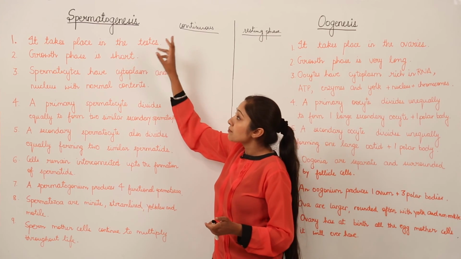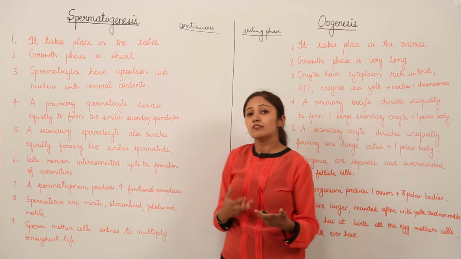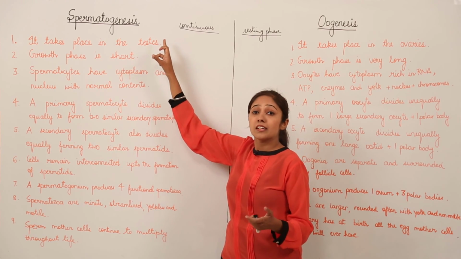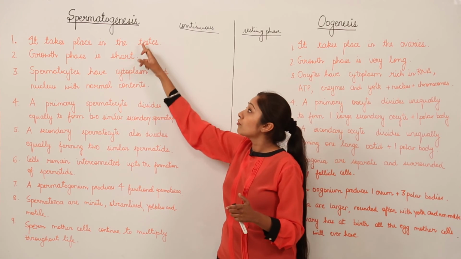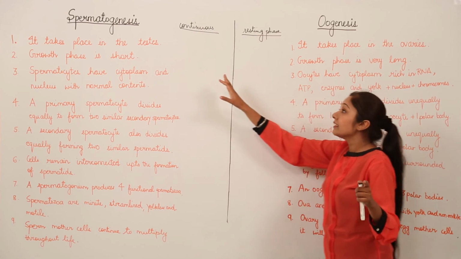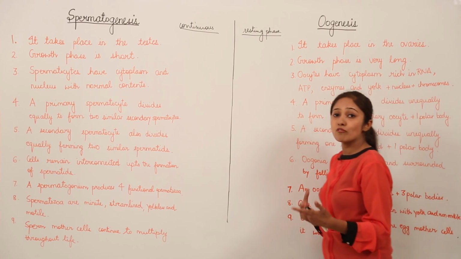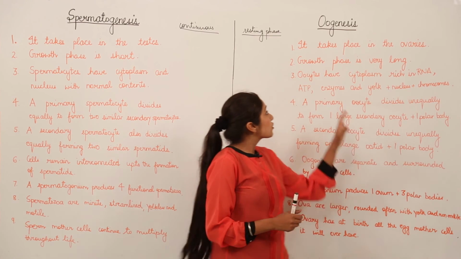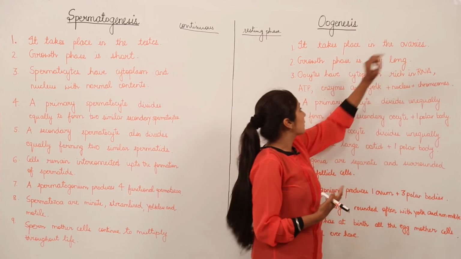Number one, spermatogenesis takes place in the testes. You all know that spermatogenesis means the formation of sperms, and the sperms are the male gametes. So they are going to be formed in the male gonads, that is testes. And oogenesis is the formation of ova or egg, and ovum is the female gamete. So it takes place in the ovaries. Ovaries are the female gonads.